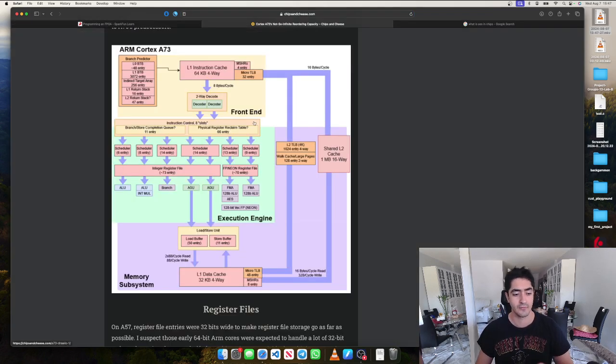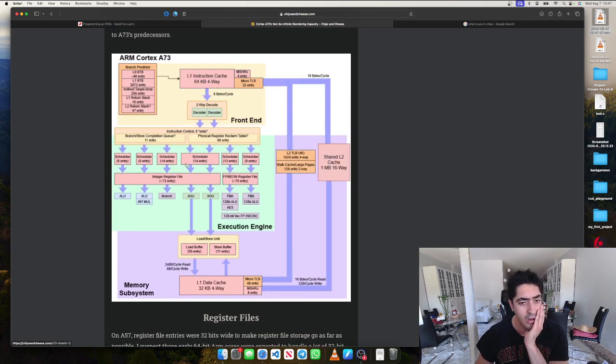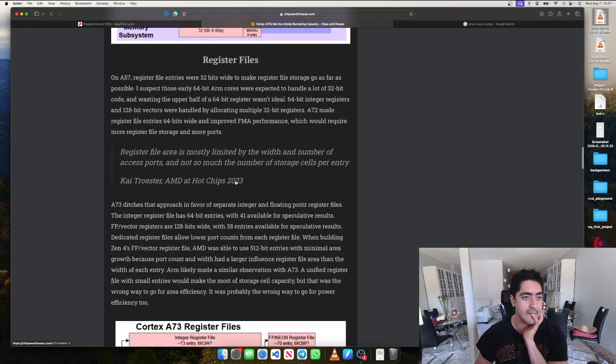Alright. Okay, so you have your execution engine, your memory subsystem, and you have your front end. This is probably your caches. This is where you access your memory, your shared L2 cache. And then you have your scheduler 6 in 3, scheduler 6 in 3, scheduler 13 in 3, scheduler 9 in 3. And then, sure, that's good.